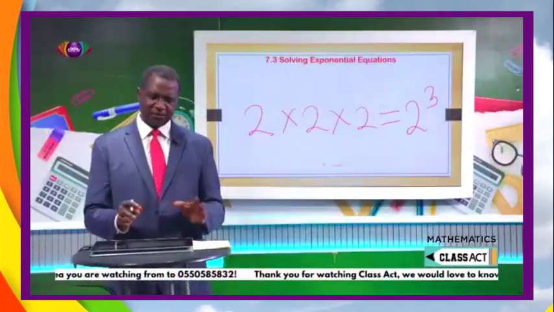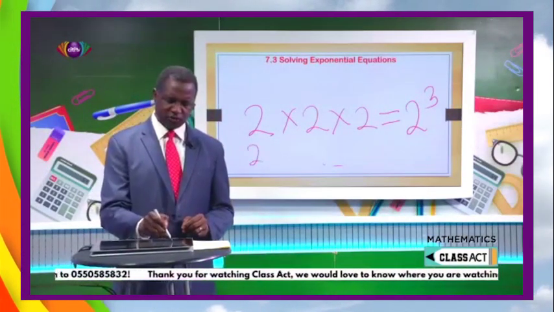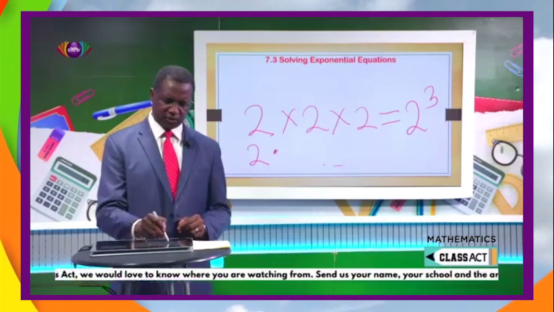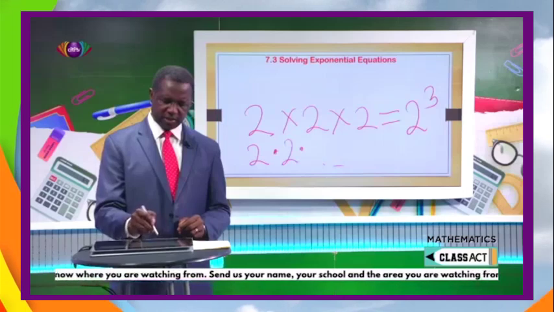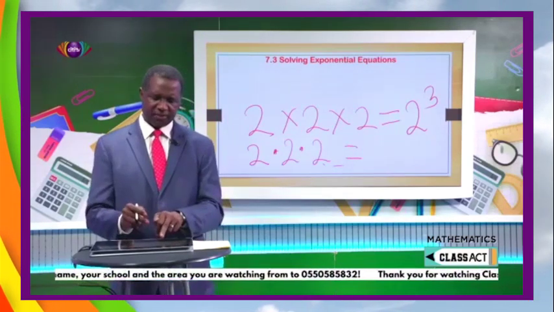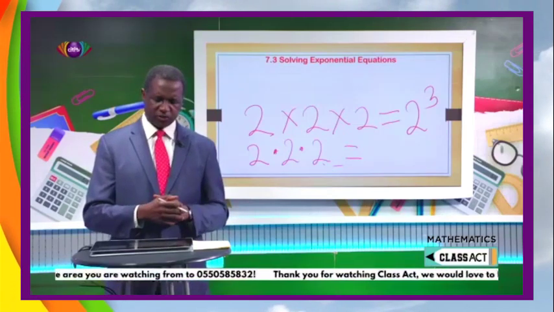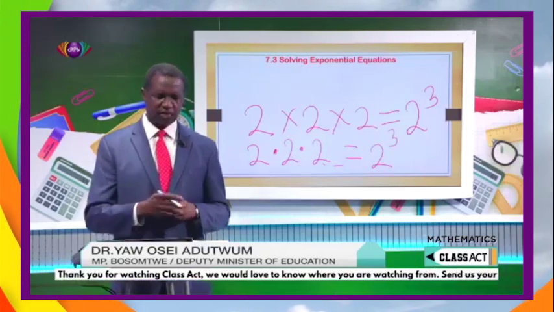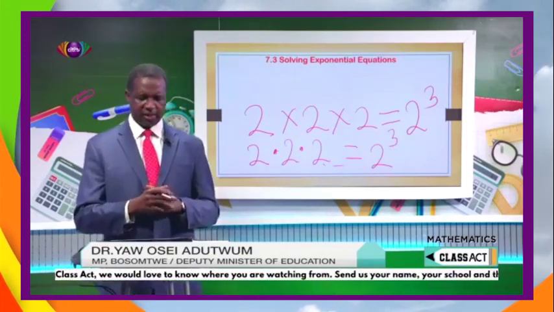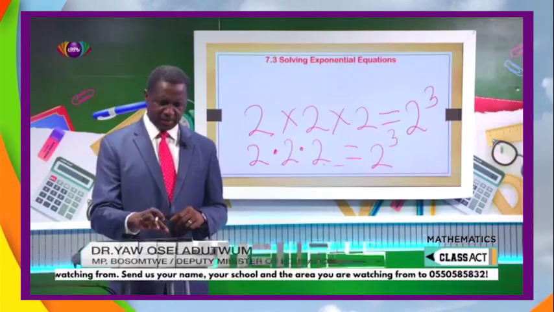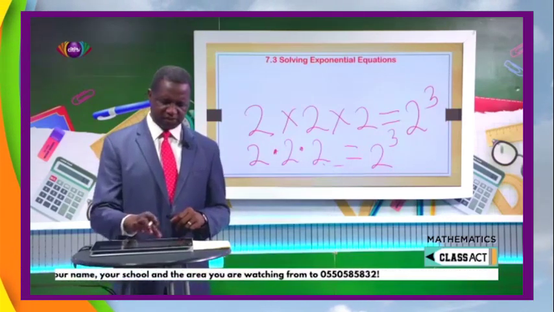Instead of using the times symbol, I can also write this as 2, and you put this dot, like a period, in between. This is also the same thing as times. So when I do this, I can also write this as 2 to the power of 3. We are talking about exponents.